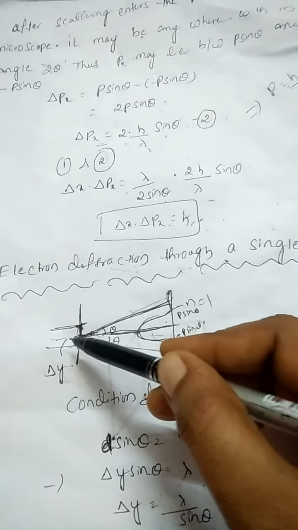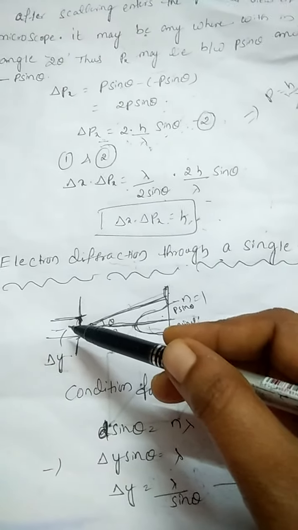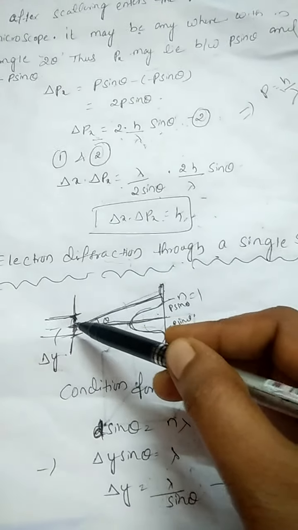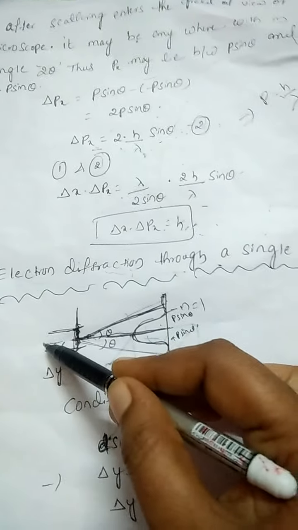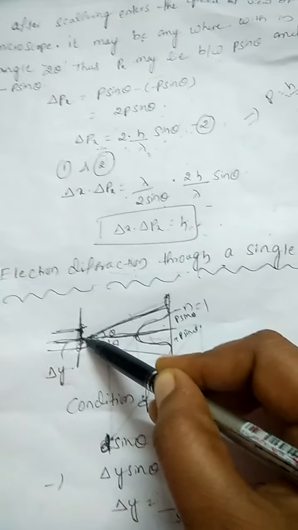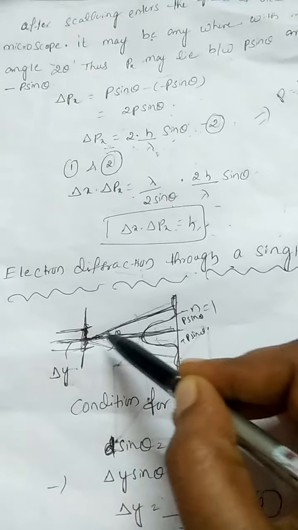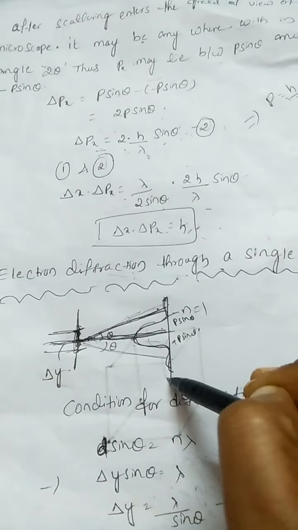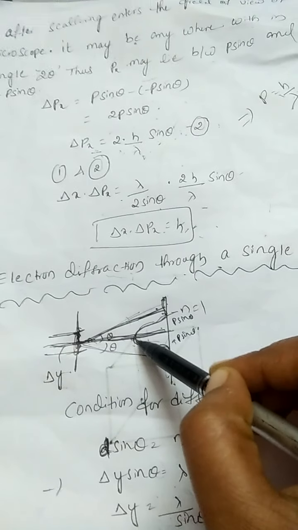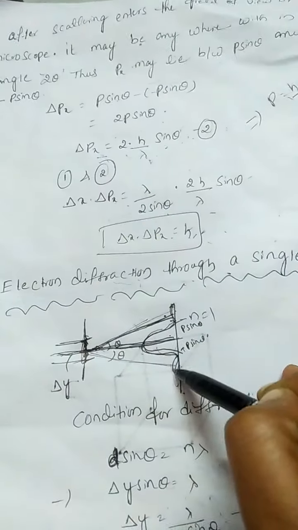The second example of the uncertainty principle is electron diffraction through a single slit. In the fourth semester we learned about the diffraction pattern produced when electrons pass through an open slit. The electron beam is incident on the slit, travels in different directions, and produces the diffraction pattern on the screen. This is the maximum intensity of the diffraction pattern, and these are the first minima on either side.